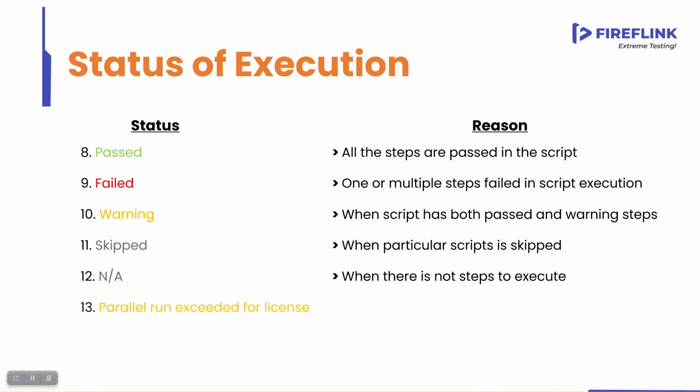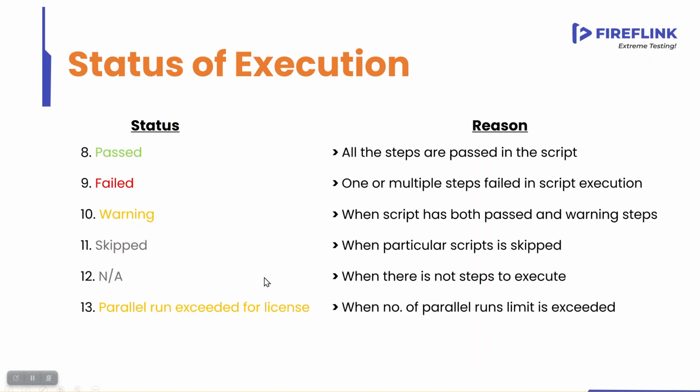Now, another status which you might get is parallel run exceeded for the license. What is this status, parallel run exceeded for license? When will I get this? In order to understand this, we need to know the concept called parallel runs. Once we discuss the parallel runs, you'll understand this particular status. As of now, you can just take a note of this. When the number of parallel run limit is exceeded, then you will get this particular status, parallel run exceeded for license, which will not trigger the execution. You are supposed to cancel this, right?